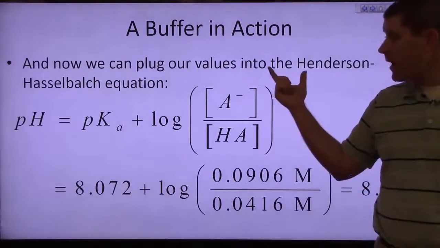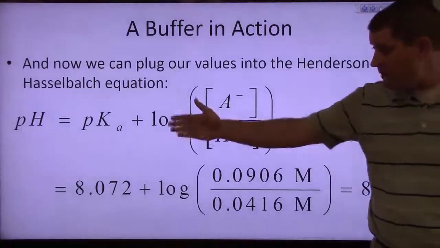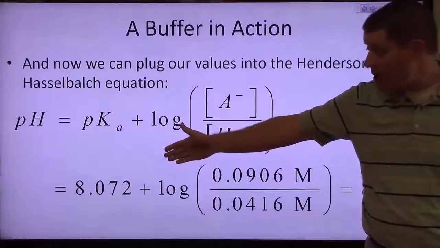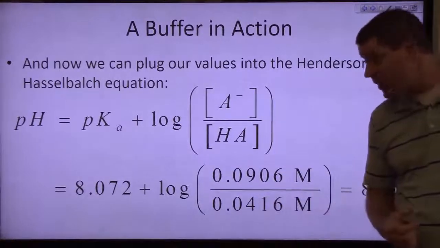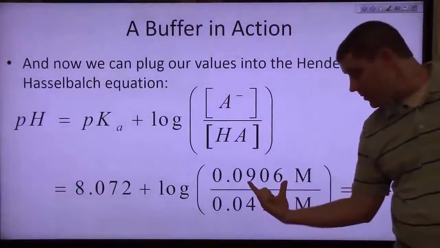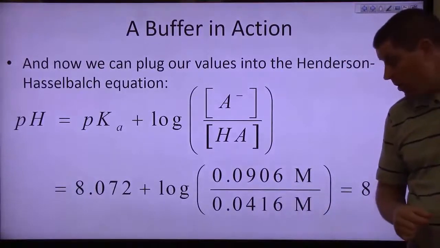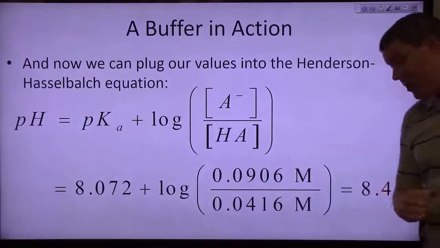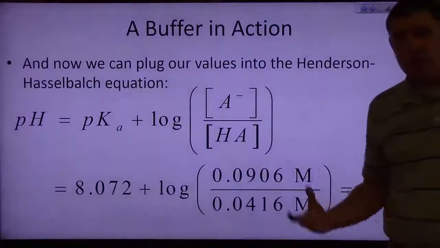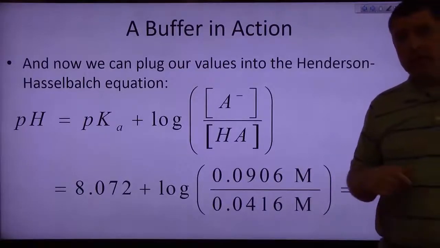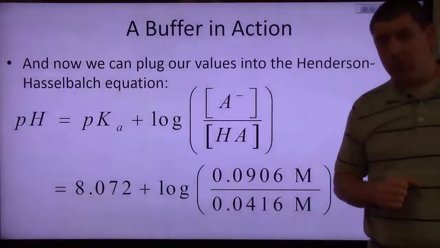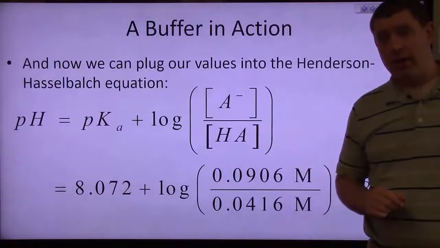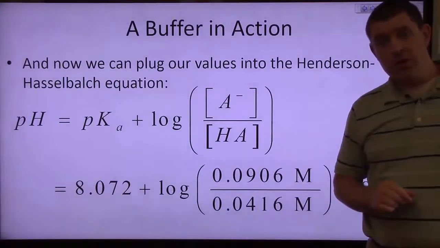And now we can plug our values into our Henderson-Hasselbalch equation. So we have pH is equal to pKa, 8.072, plus log base 10 of the ratio between our concentrations, 0.0906 molar divided by 0.0416 molar, and that gives us a pH of 8.41. So this pH of 8.41 is lower than the pH of 8.61 that we had before we added the hydrochloric acid, but it hasn't changed much. It's only changed by 0.2.